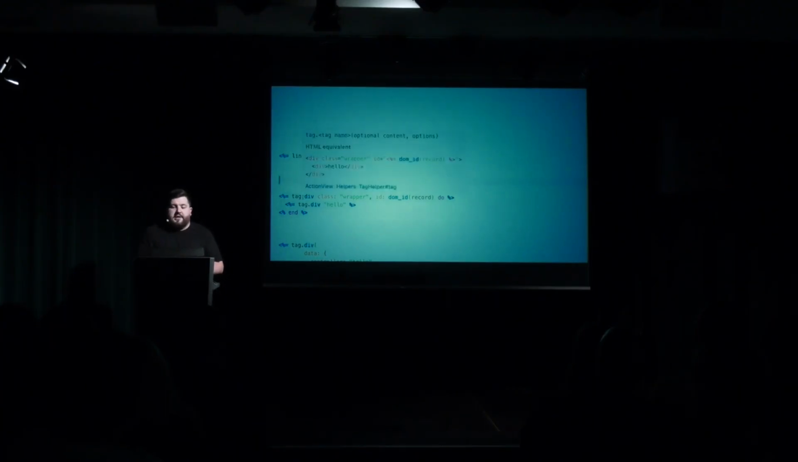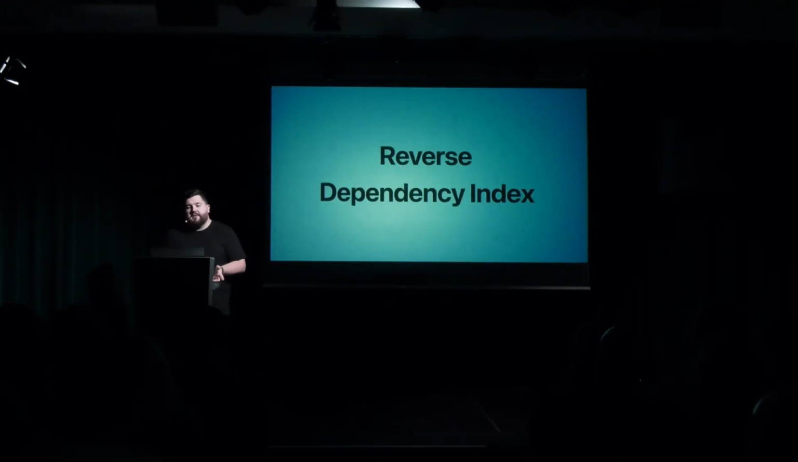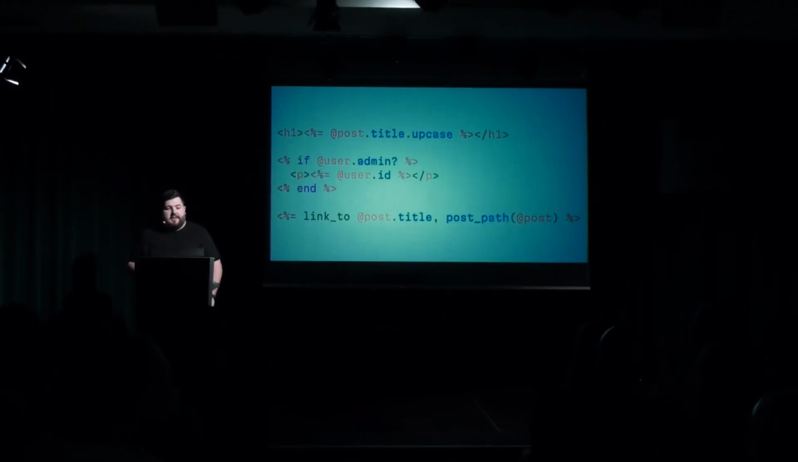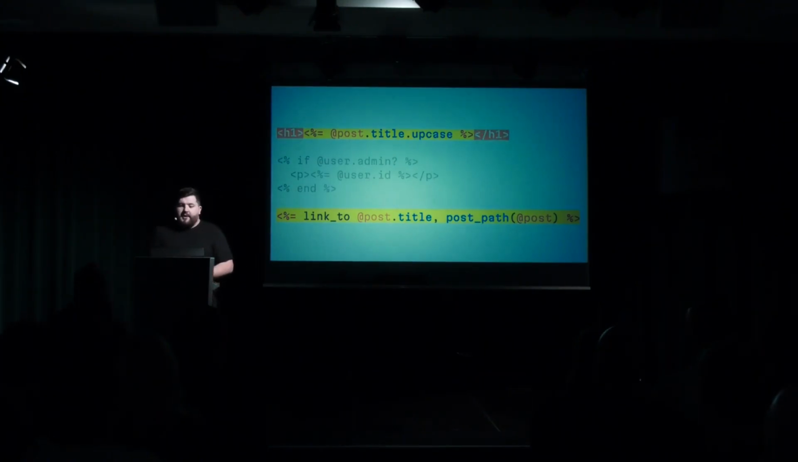Then we had one more challenge, which was to track the affected DOM nodes whenever you update a state. And what we want to build here is kind of this reverse dependency index. So let's take this example here, where we also have a post again. And you can see post is being used in these places. But for us, in order to update this post title, we need to know it's enclosed in this h1 tag. So we can actually write some operation to say, please replace the content of this h1 tag as a result.